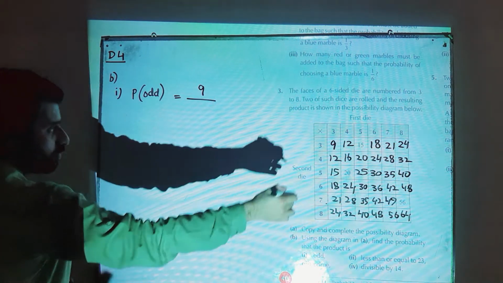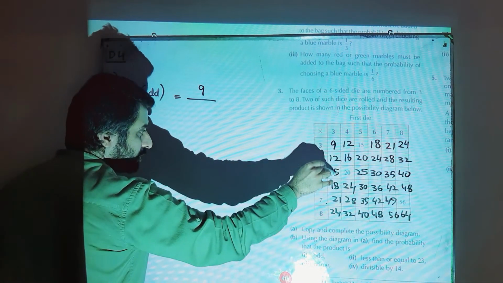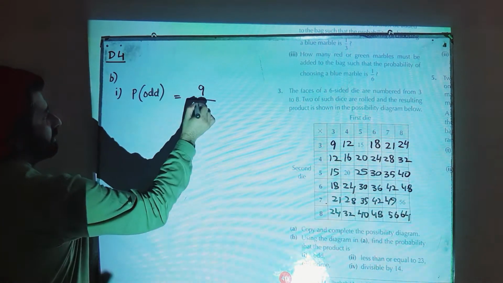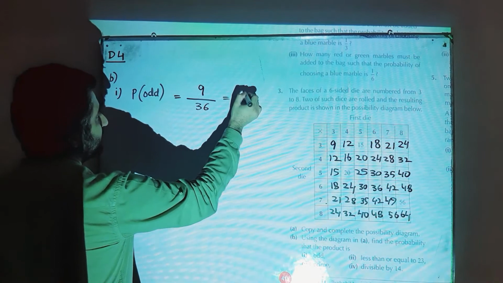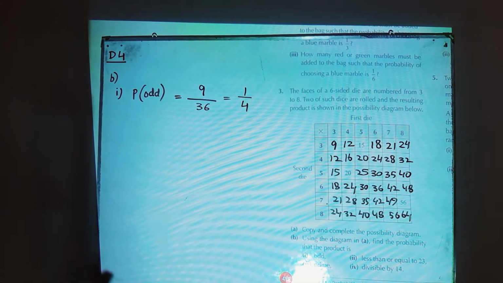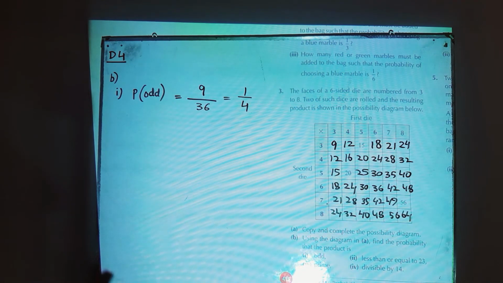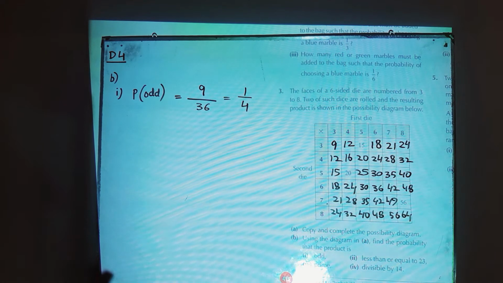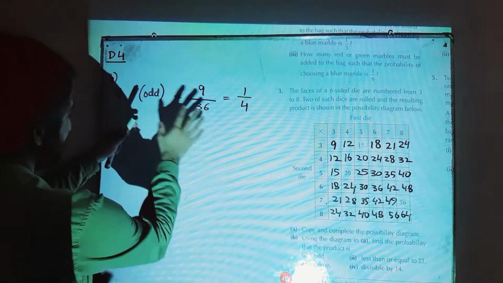And how many total outcomes are there? 1 2 3 4 5 6, 1 2 3 4 5 6. That is 36. And you can simplify it: 9 1 time 9, 9 4 times 36. So this is the answer for part number A, 1 by 4. This is the probability of having an odd number.